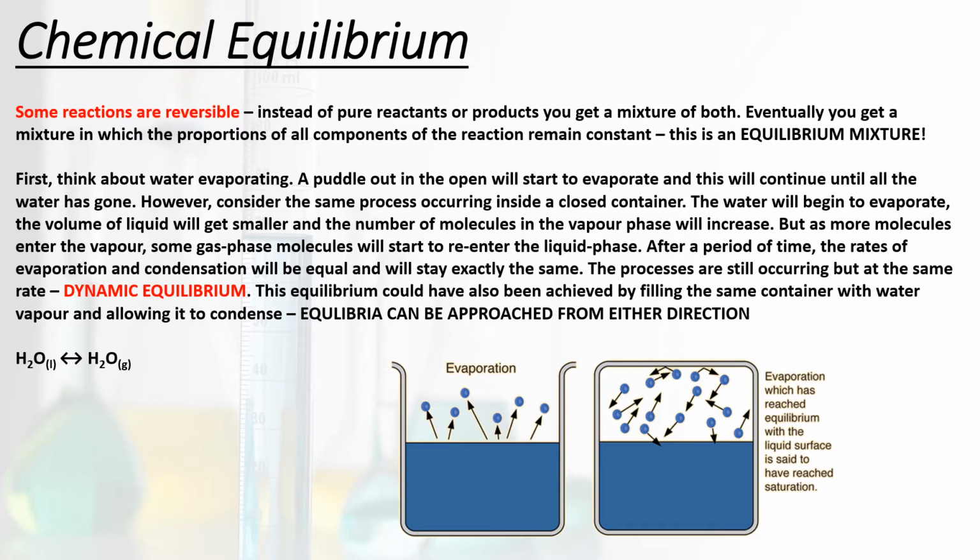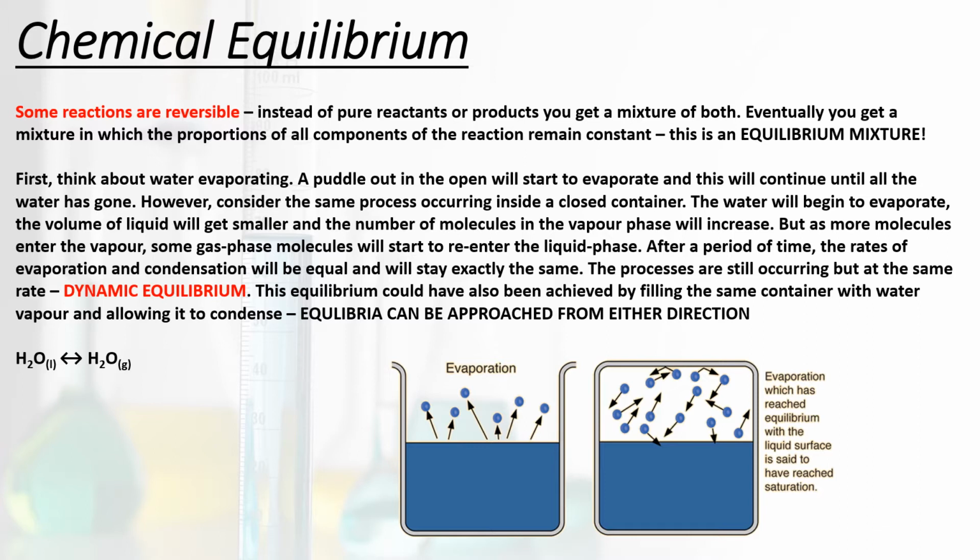But now consider the same process occurring inside a closed container. The water will begin to evaporate, as it did in the open container, and the volume of liquid will start to get smaller. The number of molecules in the vapour phase, sometimes called the vapour pressure, will increase. But because these water vapour molecules can't escape in a closed system, some of these gas phase molecules will now start to re-enter the liquid phase. They'll start to condense.